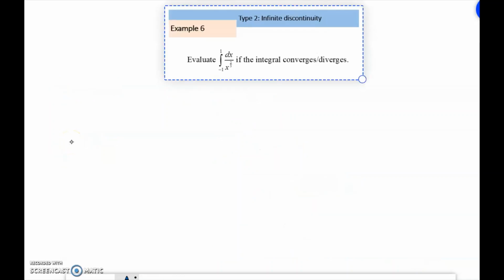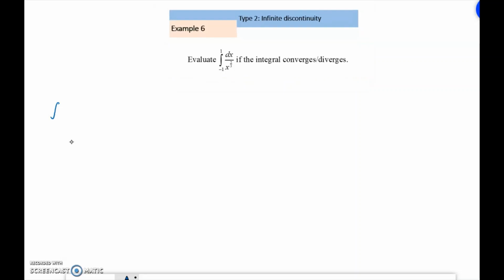Now let us try the last example. Given the integral from negative 1 to 1 dx over x to the power of 2 over 3. So we want to know, does this integral converge or diverge? So what we need to do is, we know that when x equals 0, the function has infinite discontinuity at x equals 0.